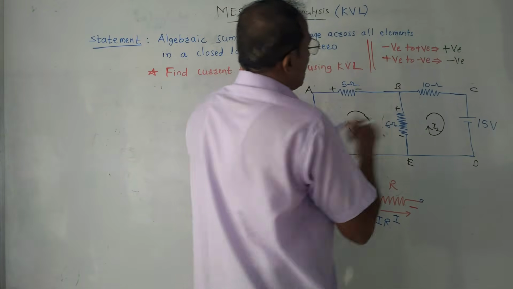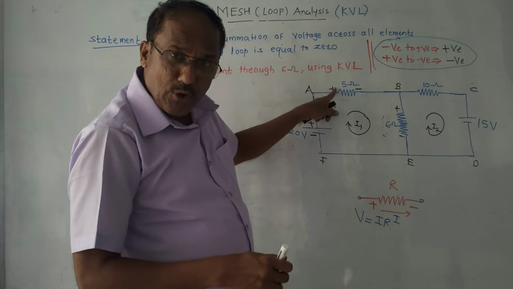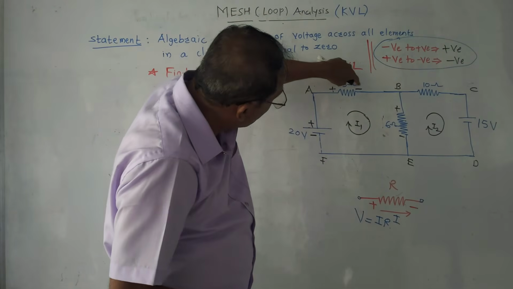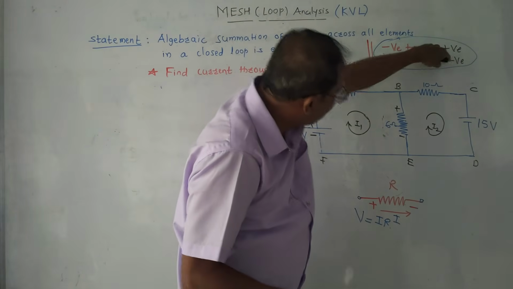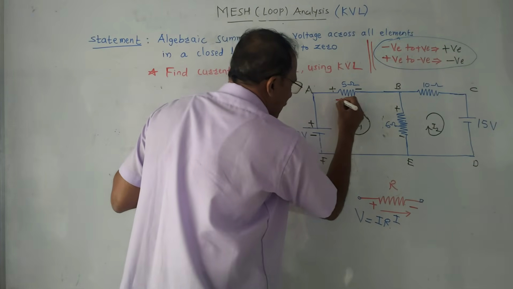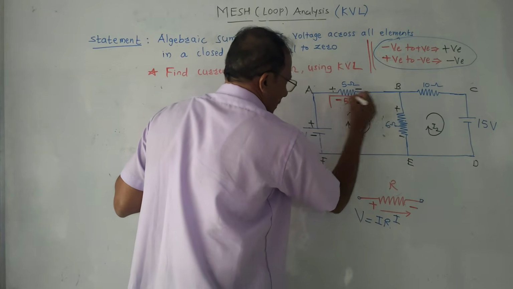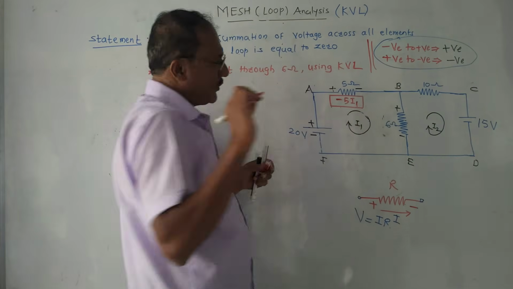Only 2 rules you need to remember to solve the numericals. I already marked the polarities. If we are moving from plus to minus, consider a negative sign. So for 5 ohm, I will write the value as minus 5I1. I hope this concept is clear to you.